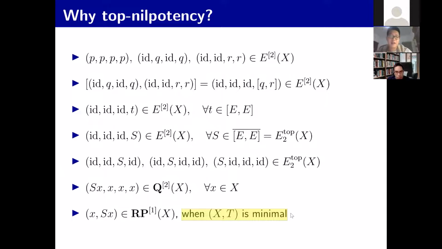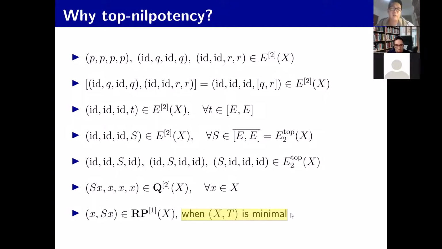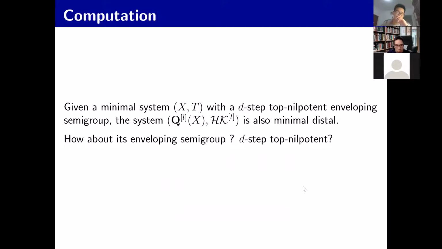So for higher dimension, the argument is similar. Given a minimal system with a D-step top-nilpotent enveloping semigroup, the cube space is also minimal and distal. So we want to compute its enveloping semigroup. In particular, is it D-step top-nilpotent?